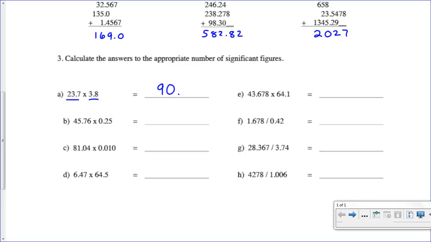For question B, we look at the sig figs again. That is 4 sig figs. This is a leading 0, so it doesn't count. So 0.25 is 2 sig figs. That means we should have 2 sig figs on our answer. We put it in the calculator, we get 11.44. We need to round that to 2 sig figs. So I start over here, 1 and 2. I cut it off here. It's a 4, so I round down. It just rounds down to be 11.